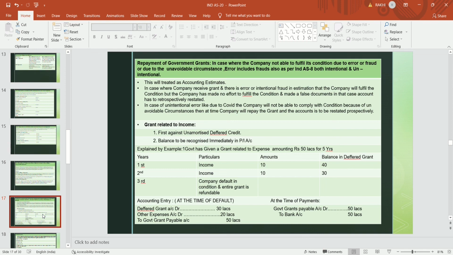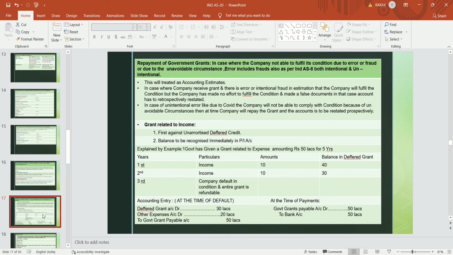A government grant is an estimate, it's not a policy. It will be treated as an accounting estimate, because the company has to estimate that there is reasonable assurance that it will fulfill the condition in future. So it's a kind of estimate. Where the company receives a grant and there is an error or intentional fraud in the estimation that the company will fulfill the condition, but the company has made no effort to fulfill the condition and made false documents, in that case the accounts have to be restated retrospectively.